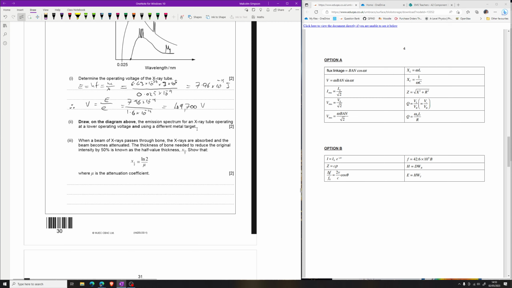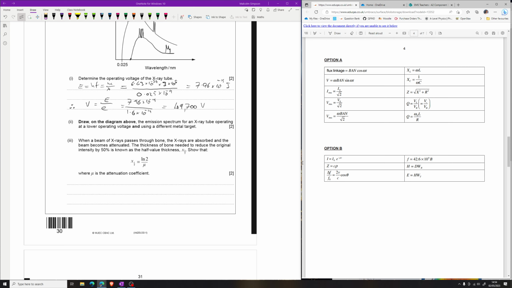When a beam of X-rays passes through bone, the X-rays are absorbed and the beam is attenuated. The thickness of bone needed to reduce the original intensity by 50% is the half thickness. Show that... This works in the same way as half-lives, except that rather than decreasing intensity over time, we are decreasing intensity over distance moved. This is what we want here, isn't it?